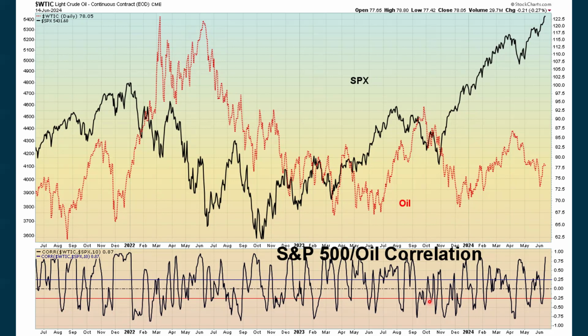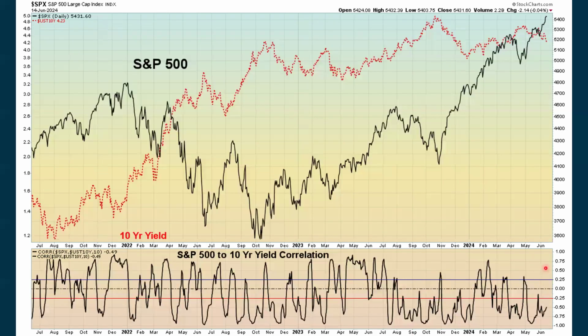But when oil goes up for geopolitical reasons, that kind of changes the whole scenario, and they have a tendency to move in opposite directions. As oil hasn't really been shooting higher, we're seeing this correlation actually getting stronger. And we look at the S&P to the 10-year yield, they're having a slight tendency to go in opposite directions.